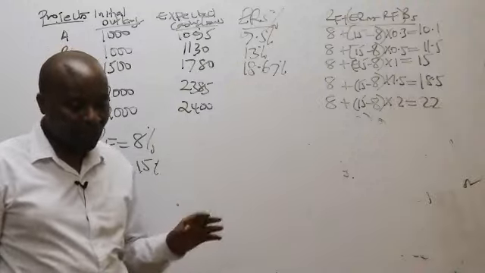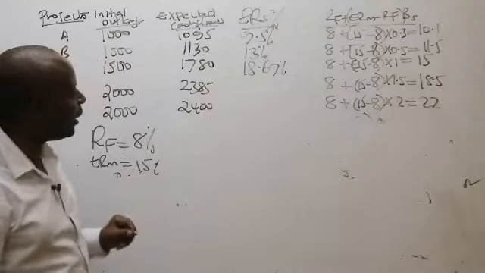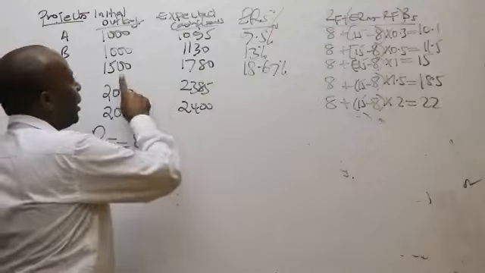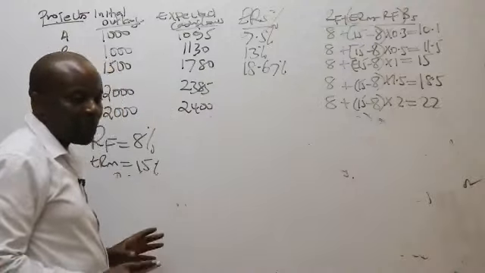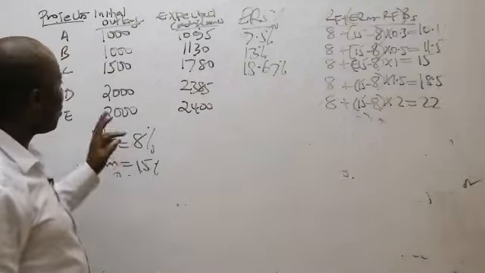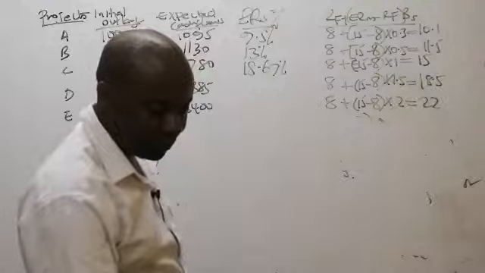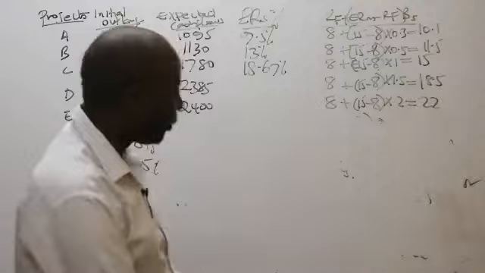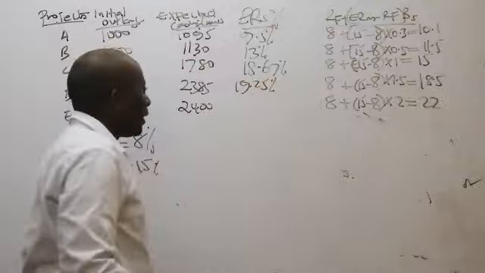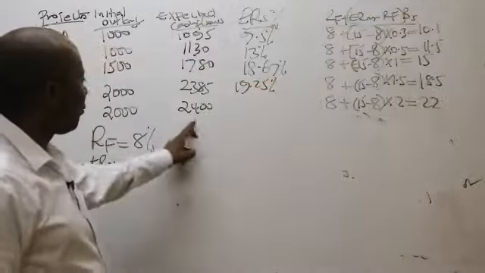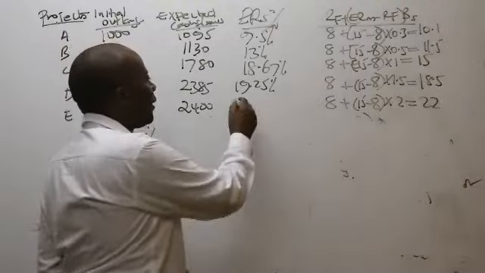Can a third person come and tell us, Beth, look at your C. It's supposed to be 1780 divided by 1500 minus 1. Just check that. And then now D. I can't see anybody who has given me a figure for D. D is 19.25%. And then E, I'm able to see 2400 divided by 2000, 20%. Thank you very much.